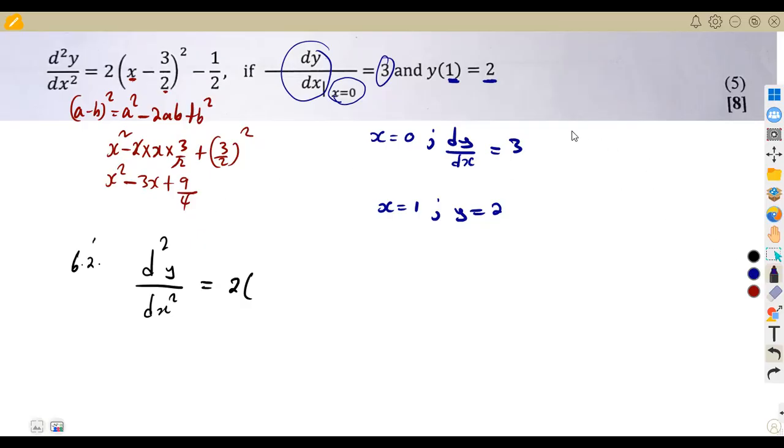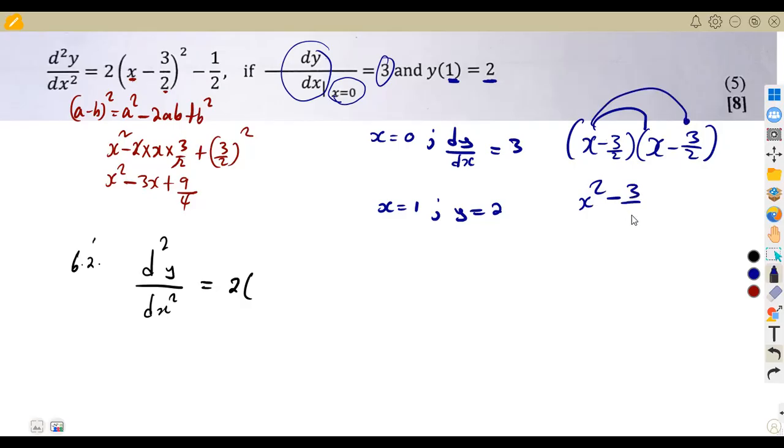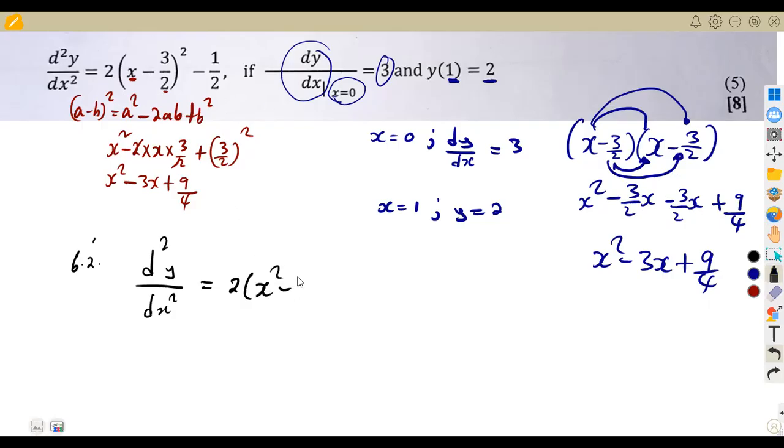Or you can simply expand your brackets, x minus 3 over 2 times x minus 3 over 2. Expand properly: x and x will be x squared, x and minus 3 over 2 will be minus 3 over 2 x. We are done with x. You move on to minus 3 over 2 times x, that will be minus 3 over 2 x, and minus 3 over 2 times minus 3 over 2, negative times negative, will be a positive 9 over 4. You collect the like terms, which gives you a negative 3x plus 9 over 4. So that's how we can have it. This whole part here is going to give us x squared minus 3x plus 9 over 4.